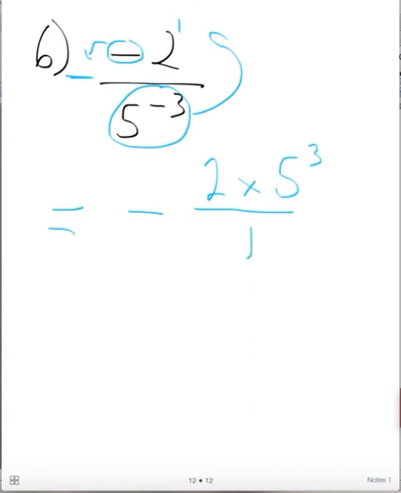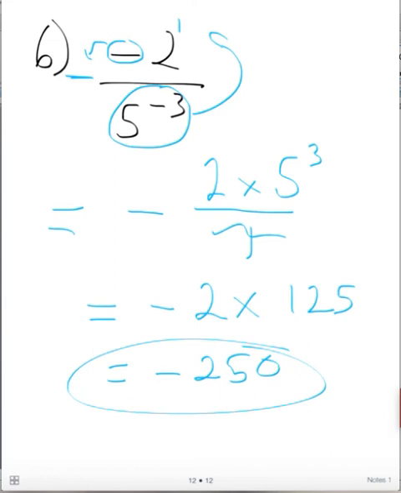On the bottom, it's just a 1, so nothing has to stay there now. That can be invisible. So I end up with minus, and now what is 5 to the... I can't go 2 times 5 is 10, be careful. Evaluate your powers first. So 5 to the power of 3, so I've got 2 times 5 to the power of 3, which is 125. And it's a negative, and so my answer I know it is negative, and 2 times 125, or double it, is 250. So hopefully you ended up with a negative 250 for that one.